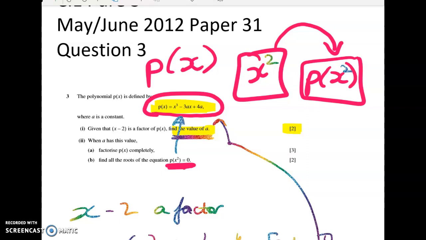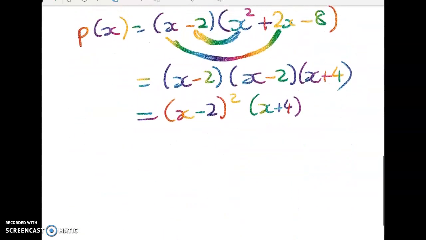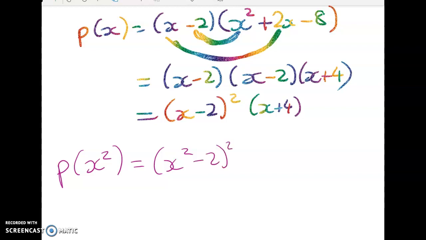So we don't want to go back to this version and put in x squared, because that's just going to create confusion and work. Instead, we're going to work with the factorised form and say p of x squared is equal to this: x squared minus 2, all squared, times x squared plus 4. And that needs to equal 0.